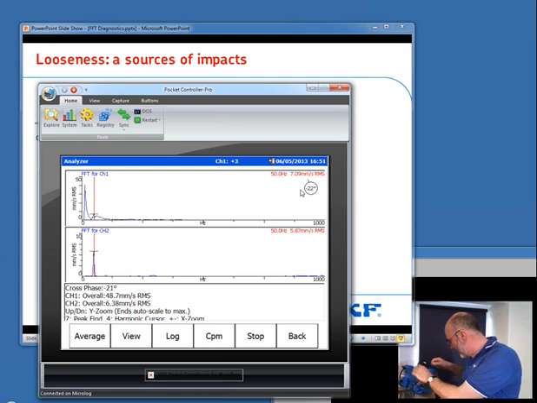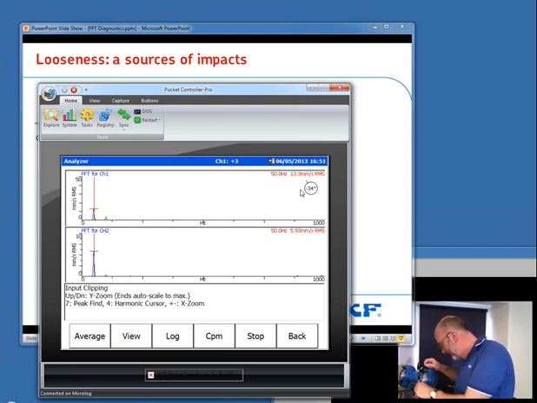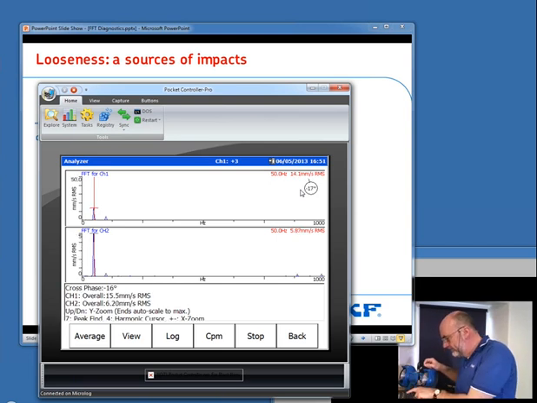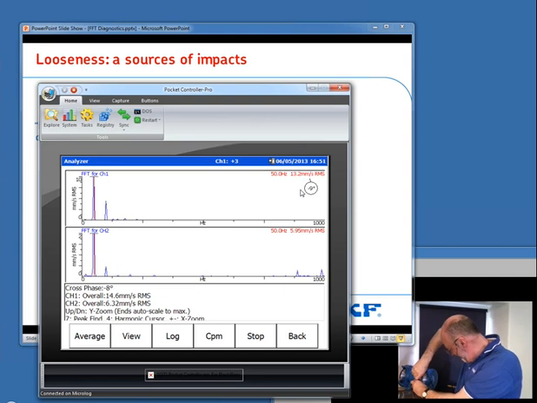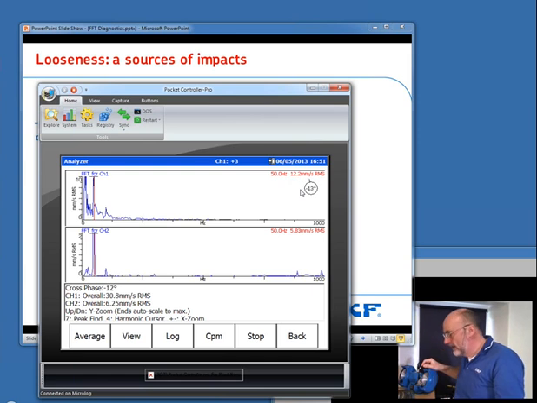Let's try and get a rattle for you. Things won't rattle when you want them to rattle. See if we can get a rattle. Sorry folks, we'll get there. There we go.